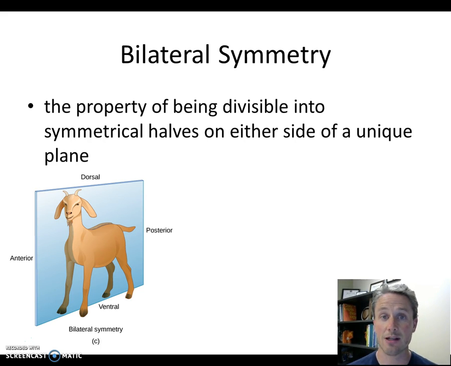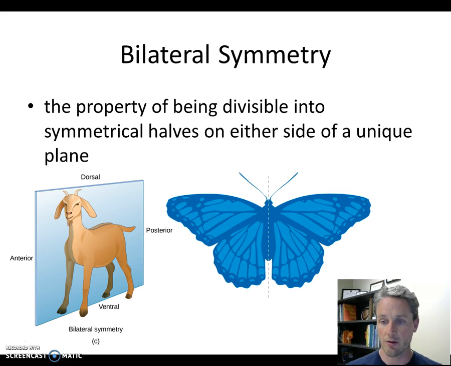Lots of animals exhibit this bilateral symmetry, as we saw on the evolutionary tree for animals. Most of the branches come from this bilateral symmetry development. Another example are butterflies. Okay, so here's a butterfly. Again, there's only one way we can divide that butterfly in half to get two mirror image sides. That indicates that the butterfly is bilaterally symmetric.